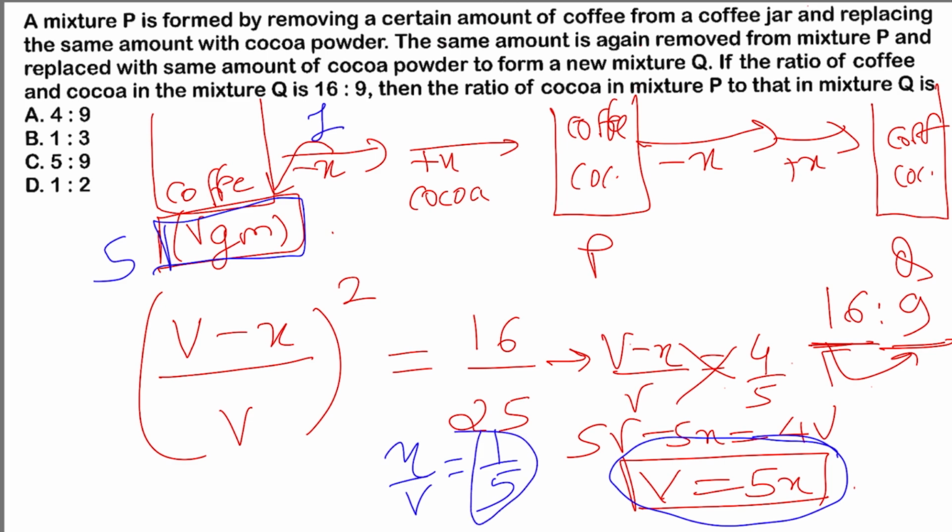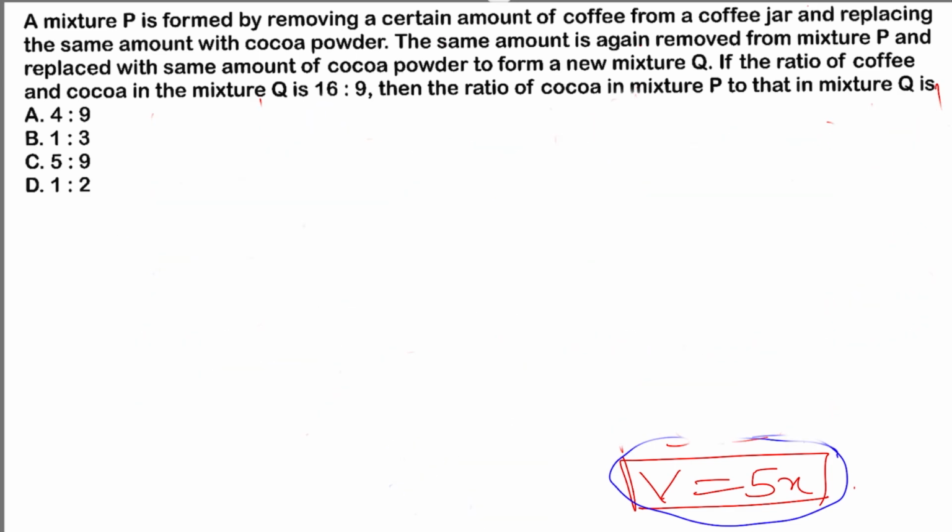Now for making things easier, you can take some values for V and X. Alright, so let's take the starting amount of coffee as 5 grams. From this you are removing 1 and replacing by cocoa. So in the mixture P, coffee content is 4 and cocoa content is 1.